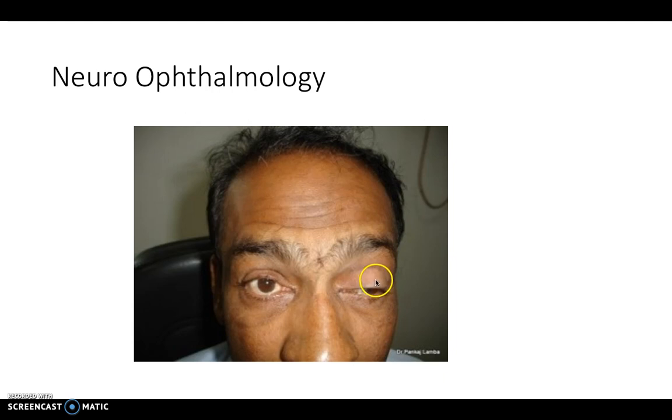So how you differentiate a medical cause from a surgical cause of nerve palsy is that you evaluate the pupils. A surgical cause like an aneurysm will cause the pupil to dilate. While with a medical cause like diabetes or hypertension, you'll find that the pupils are normal. So a dilated pupil or pupil involvement in third nerve palsy is highly suggestive of a surgical cause or an aneurysm in the patient.